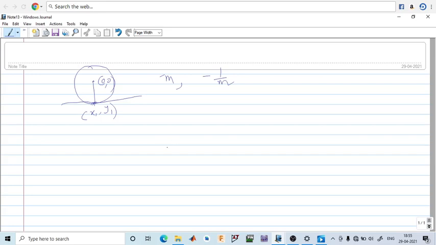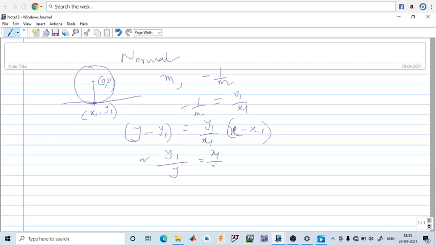Then the slope of the normal is minus 1 by m equals y1 over x1. This is the normal. Then what will be the equation of the normal? y minus y1 over x1, x minus x1. From here you can say that y1 over y, x1 over x. This is the equation of the normal.